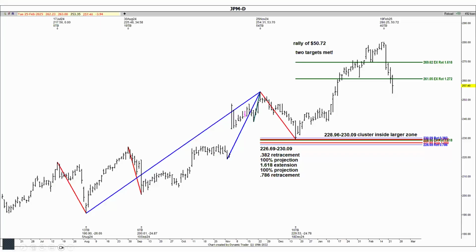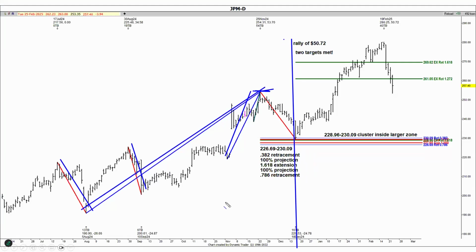This was an example in JP Morgan. And here I took these 2 prior swings and then projected from this high. Obviously, this wouldn't have been there when I was first setting this up. You wouldn't have seen this. So I ran the projections. I also had a 382 retracement. Oh, that must be the 382 retracement of this swing, 786 retracement of another swing. We had a cluster at 228.96 to 230.09.